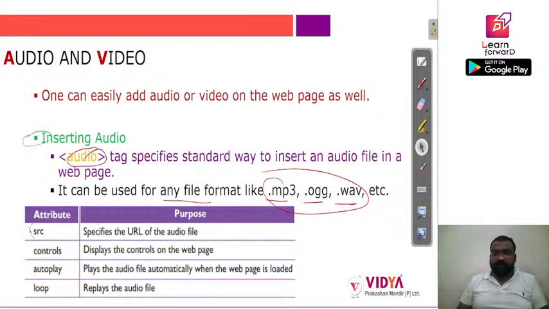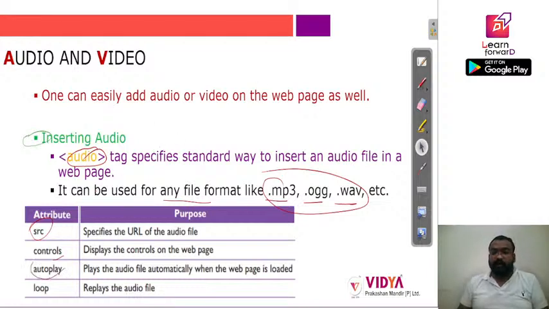So this source, I guess this one is clear. We have already seen how we can add the audio in our web page. So basically it contains the URL of the audio file. Then controls, basically it displays the controls on the web page to manage our audio. That means to increase or decrease the volume of our audio, or whenever we want to play it.